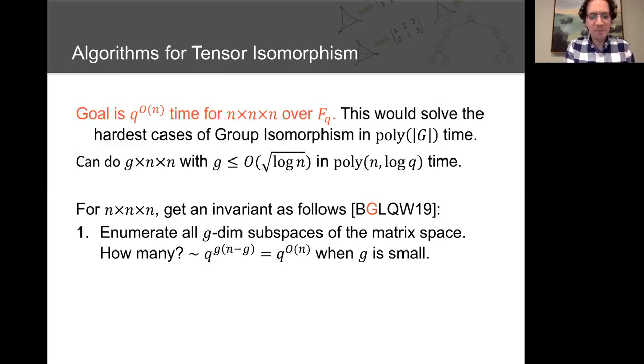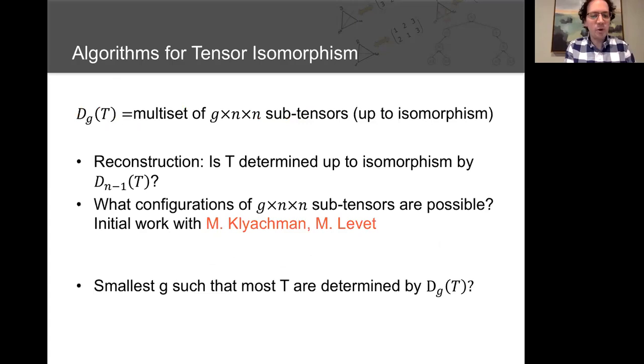And now that we have the algorithmic toolkit, we can now ask about the theory. And this is all so new. You saw some of these results were just from last year, so the theory is mostly not developed yet. You can do the same thing you did for graphs. You can say, I'm going to look at all g by n subtensors. You can ask, is every tensor determined up to isomorphism by looking at the n-1 by n subtensors? For small g, the analog of triangles in graphs, you can ask, what configurations of these tensor motifs can I see?